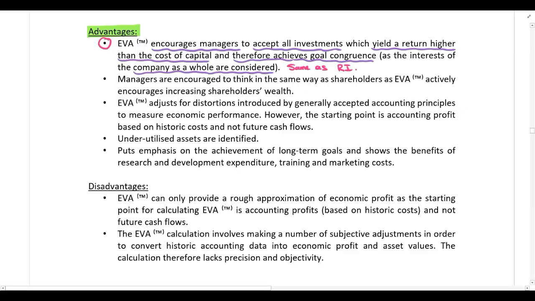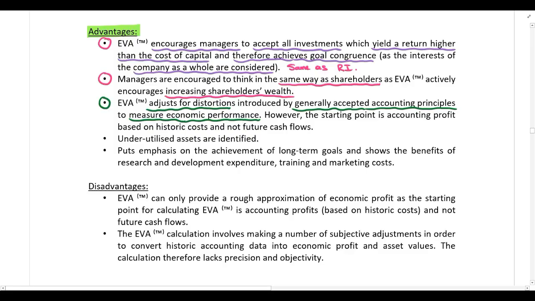The next advantage of EVA is managers are encouraged to think the same way as shareholders, as EVA actively encourages the increasing of shareholder wealth. If we have a positive EVA, wealth is created. If we have a negative EVA, wealth is destroyed. EVA adjusts for distortions introduced by generally accepted accounting principles to measure economic performance.